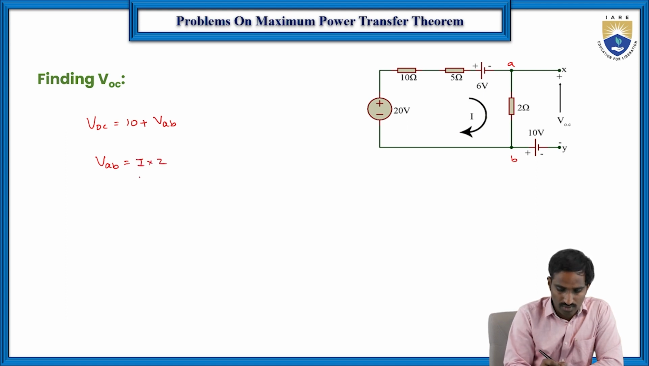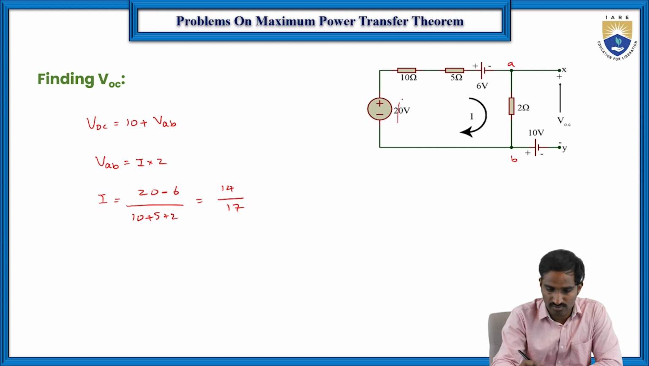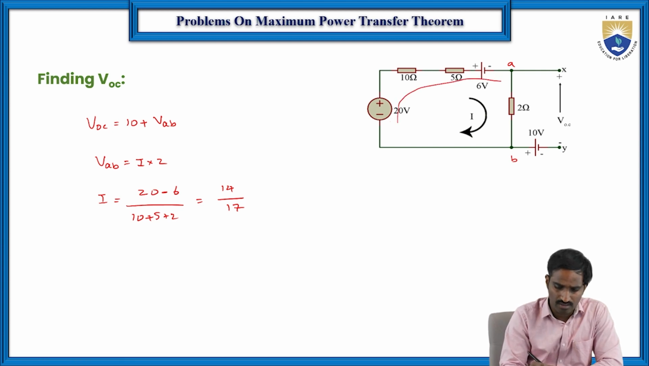So I into 2. First we need to find I. Then I is equal to 20 by, and plus and minus. So here it is 20 plus 6 by 10 plus 5 plus 2, then the value of I here is 14 by 17. Oh, minus 2 plus, and here plus 2 minus. So here 20 minus 6. This is not 20 plus 6, it is 20 minus 6, because here it is minus 2 plus and plus 2 minus. So that's why here it is 14 by 17. This is the value of I.